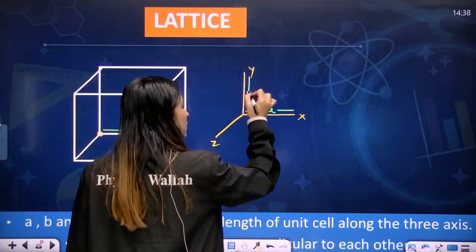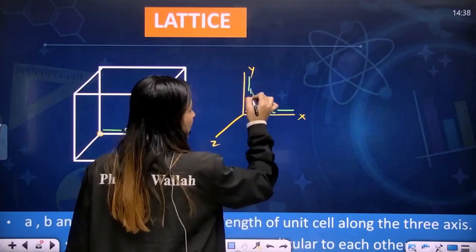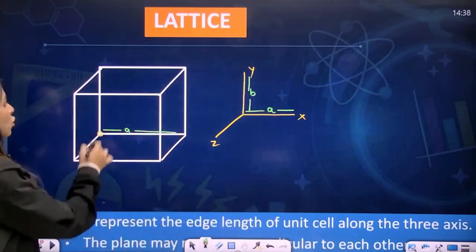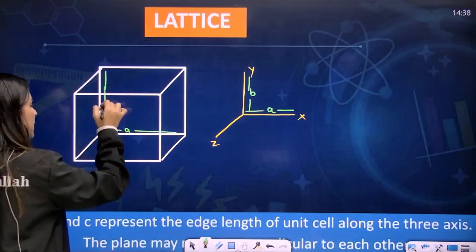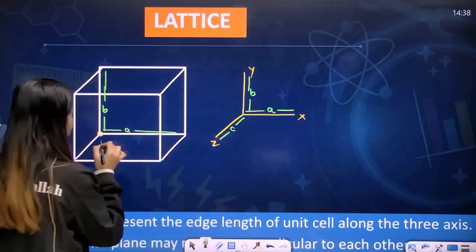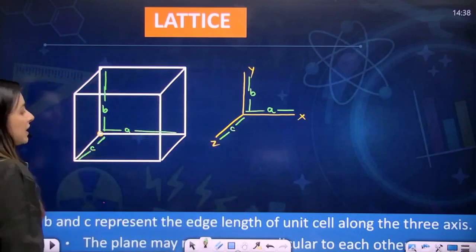What is y? Edge length along y is known as B. So this is something known as B. And the edge length along z is known as C. So the edge length along z axis is known as C.